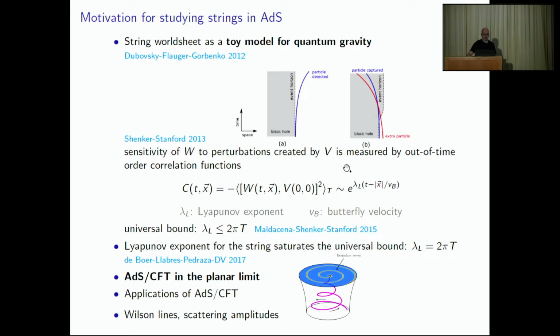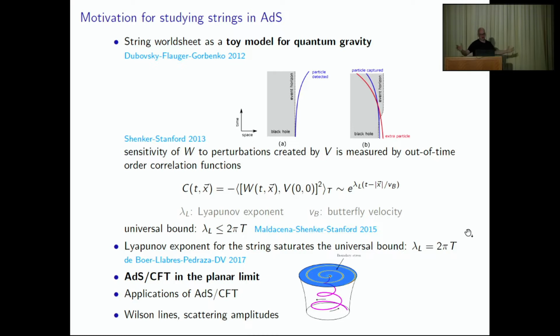Shenker and Stanford and collaborators showed that black holes in AdS-CFT saturate this bound. Later, Kitaev showed that the SYK model also saturates this bound. That's what started this mini revolution in 2015. In 2017, with Jan de Boer, Eva Llabrés, and Juan Pedraza, we showed that the string worldsheet also saturates this bound. So in that sense, it is similar to Einstein gravity.